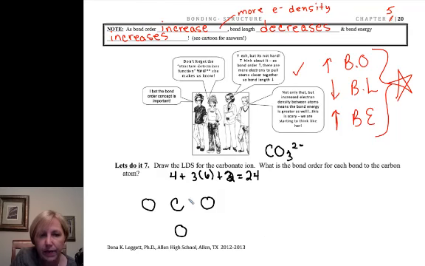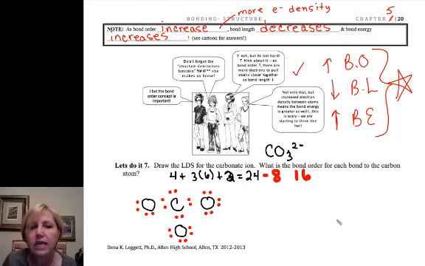So I would make my bonds. Let's make those dots a little bigger. Make my bonds. I like to satisfy my central. I've used 8 electrons, so I have 16 left. 2, 4, 6, 8, 10, 12, 14, 16. So I've used up all 16 electrons, but there's a problem. One of my oxygens is not satisfied. It does not have the full octet.